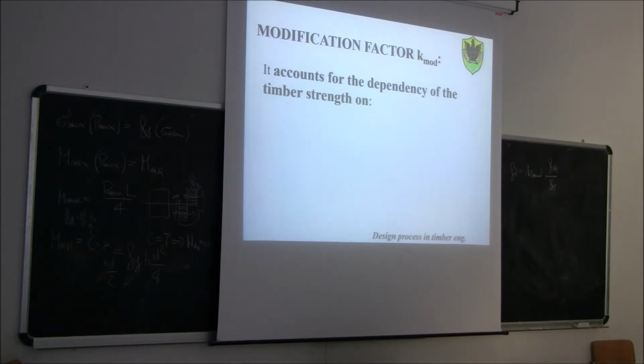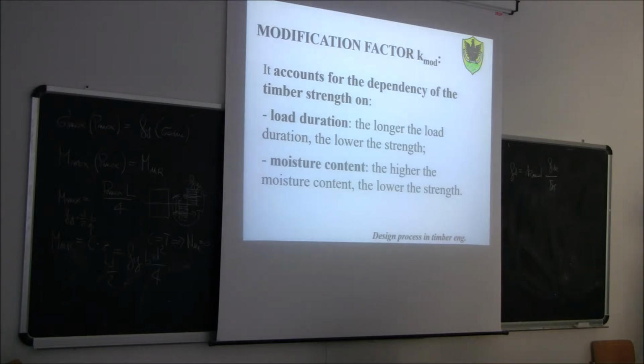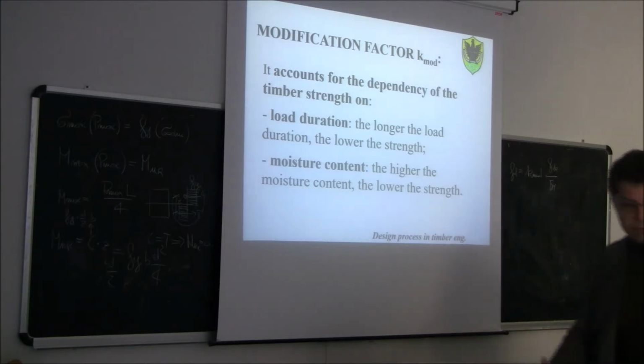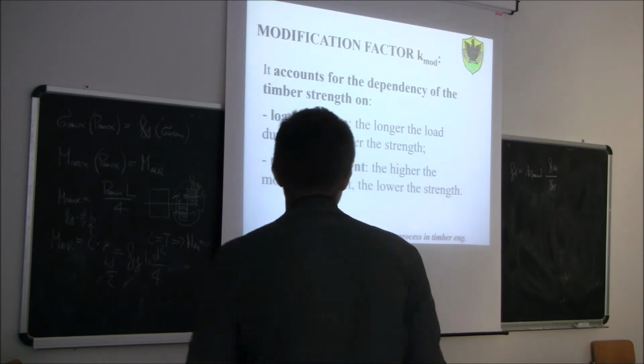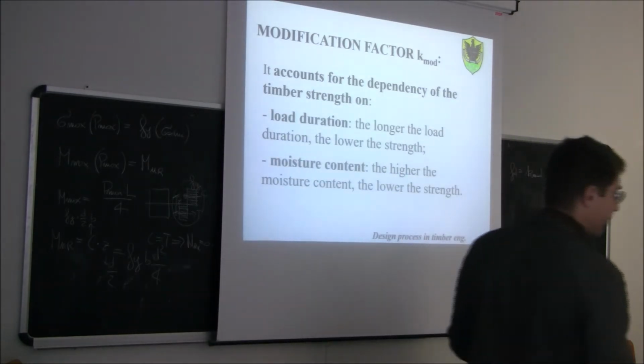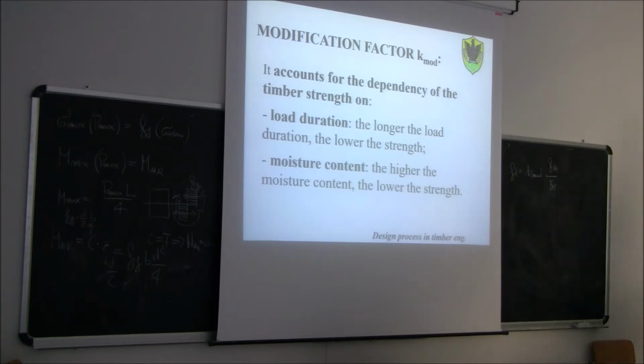So basically, K-mod accounts for the dependency of the timber strength on load duration and moisture content. The longer the load duration, the lower the strength, and the higher the moisture content, the lower the strength. So there are two different effects in the end. In the new revision of the Eurocode 5 that we are working at the moment at the European level, it was planned to actually split this K-mod factor in two. One K-mod taking into account only the effect of moisture content, and the other factor taking into account only the load duration. At the moment, the same factor takes into account both phenomena.